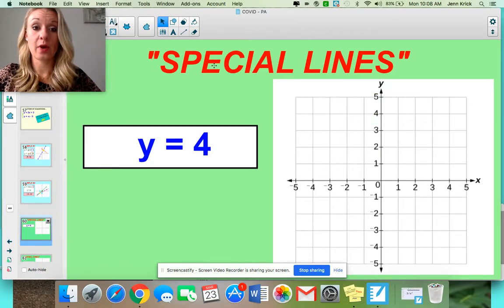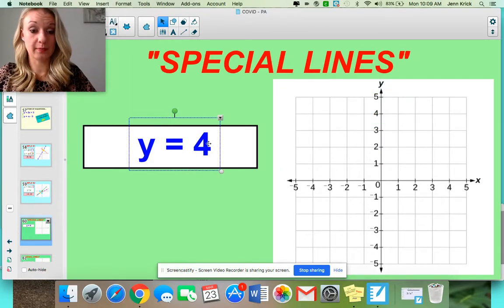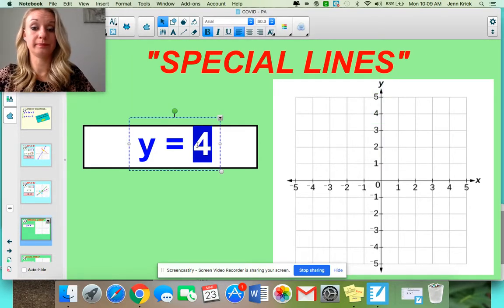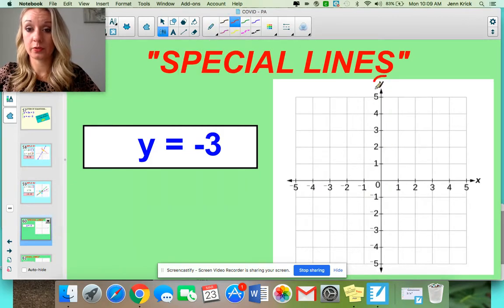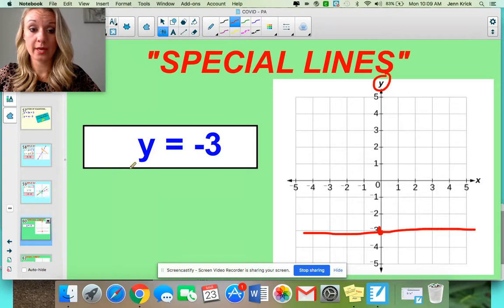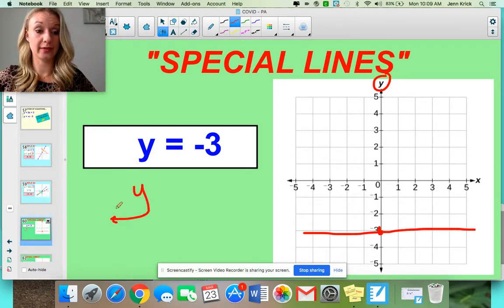Okay, let me show you that again. So when you see that y equals 4, or let's change it up this time. Let's say that y equals -3. Go find on your y-axis, so this is your y-axis, go find where y is -3, put a point there, and then you're just going to draw a horizontal line going through. Remember that if it's just y, that'll be a horizontal line.